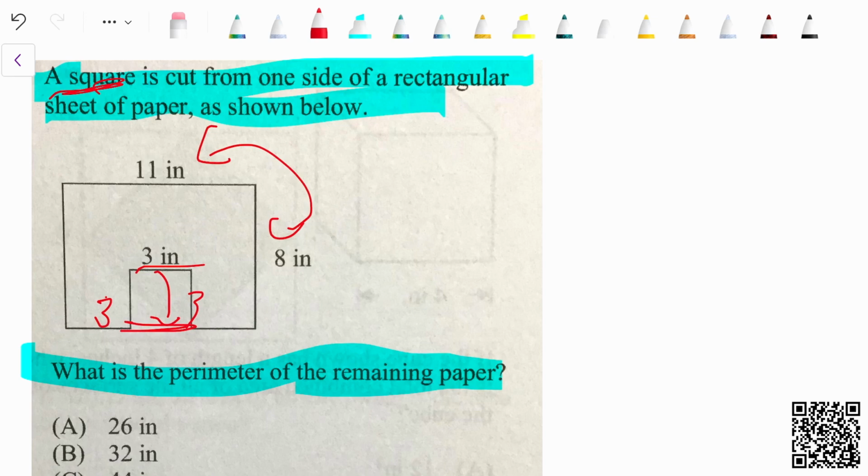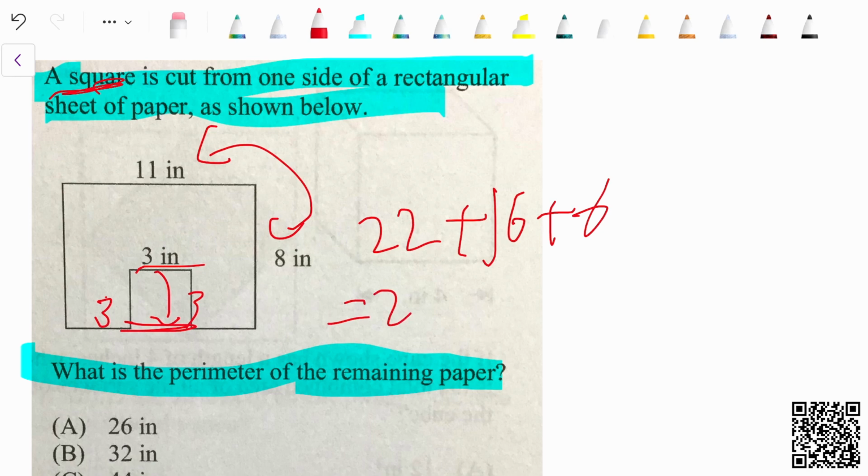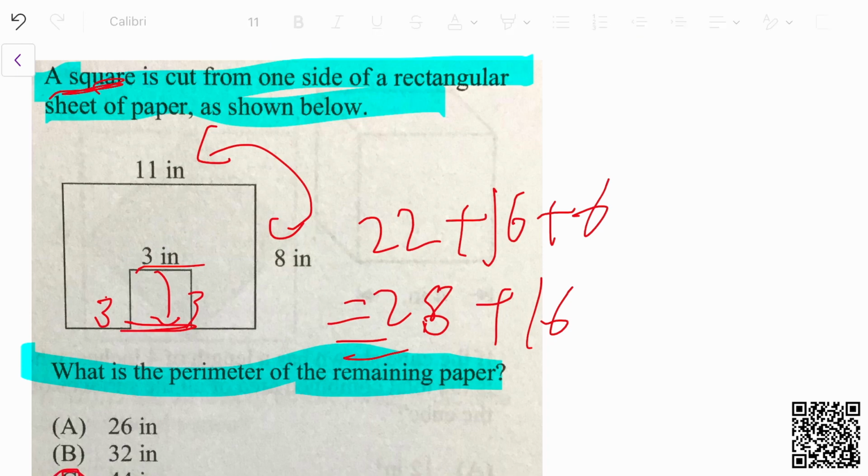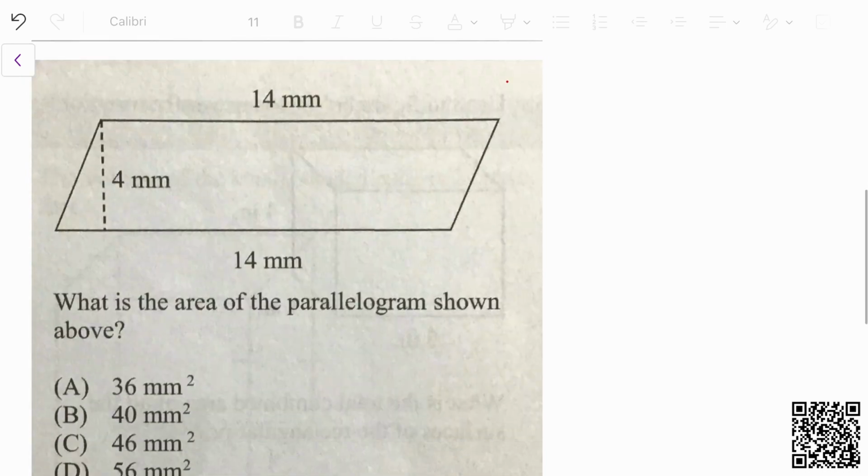So that would just be 11 times 2, 22, plus 8 times 2, 16. And then we add on the remaining 6. So when we add these all together, 28 plus 16. And now we know that it has to end in a 4, and there's only one that ends in 4. So making it easier for you and your brain and the time.